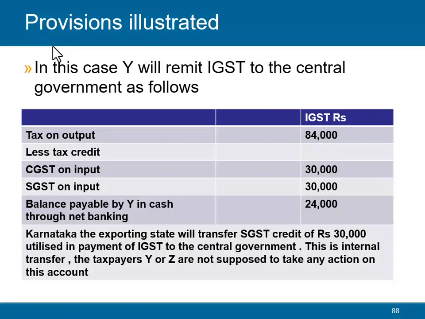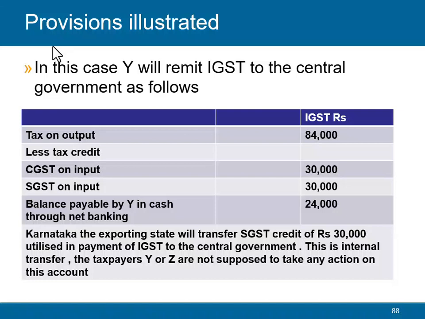Karnataka, the exporting state. Who is the exporting state? Karnataka से त्रिवेंद्रम जा रहा है. Will transfer SGST credit of 30,000 utilized on the payment of IGST to the central government, क्योंकि the goods have actually gone out of Karnataka. So Karnataka, the exporting state, will transfer SGST credit of 30,000 utilized in payment of IGST to central.